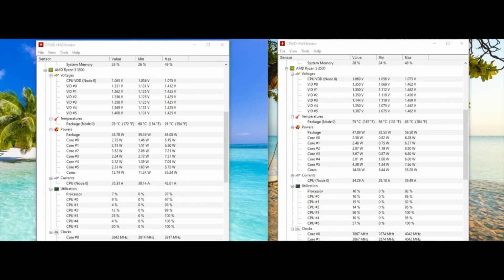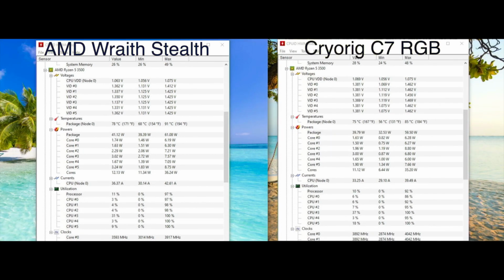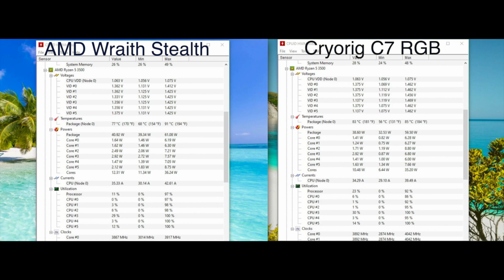As per the hardware monitor, Cryorig C7 has kept the CPU 5C cooler than the Wraith Stealth while in Witcher 3. To be honest, I'm not surprised. Cryorig C7 RGB should be superior. It's rated to support 100 TDP.